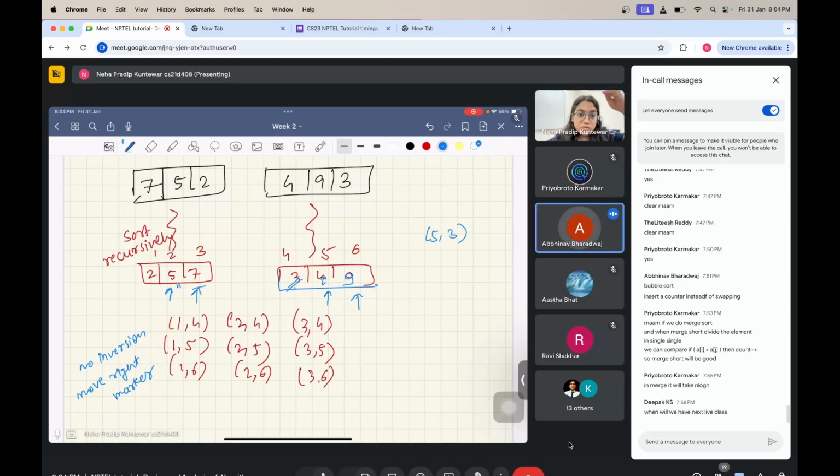Whenever we increment, 5 9 is not an inversion. I mean, when we increment the left pointer, we set the right pointer to the leftmost index again.